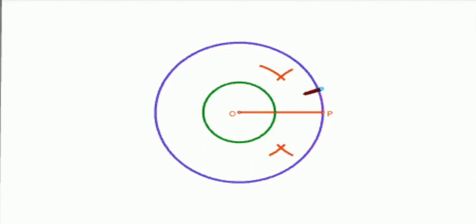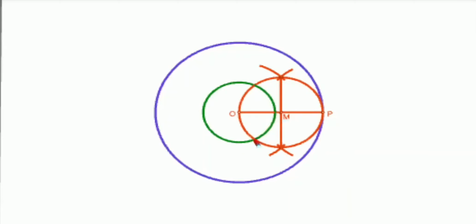Just mark the intersection points of these arcs here and here. Join these points with the scale. Now the intersection point of this line and OP, we'll name it as point M. Now with MP as a radius, draw the circle. We got a red color circle here.